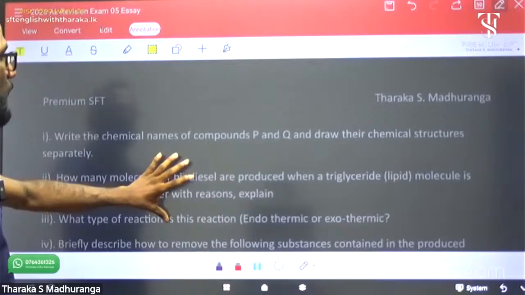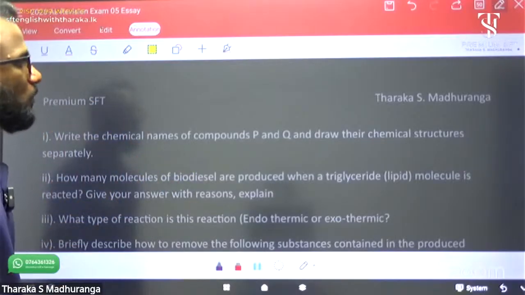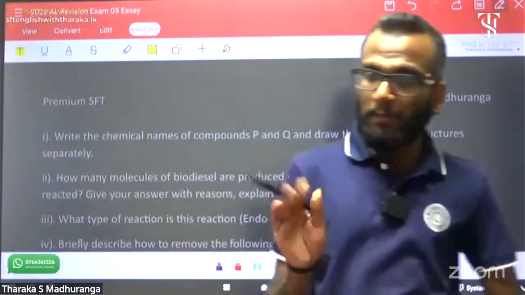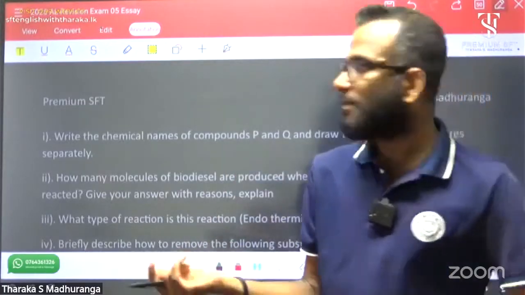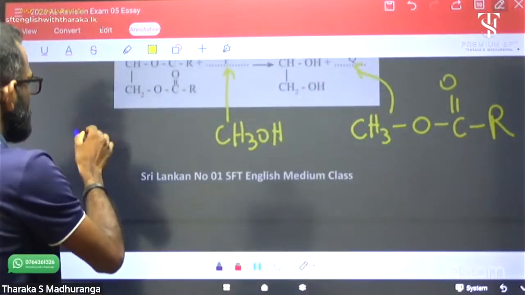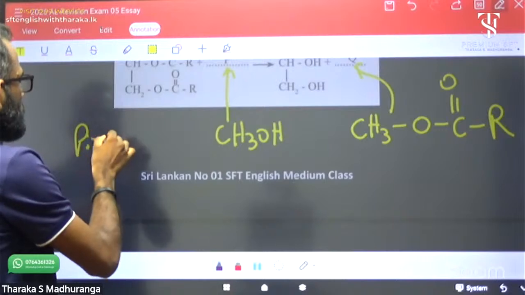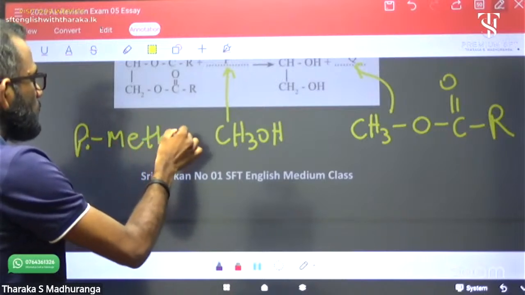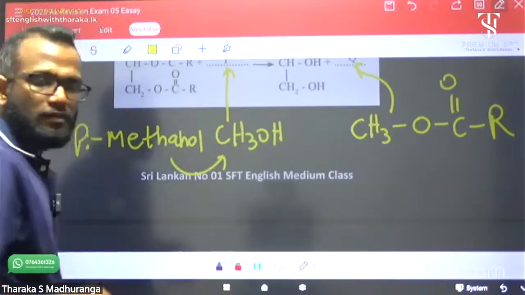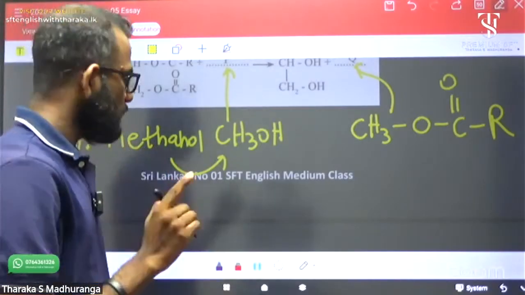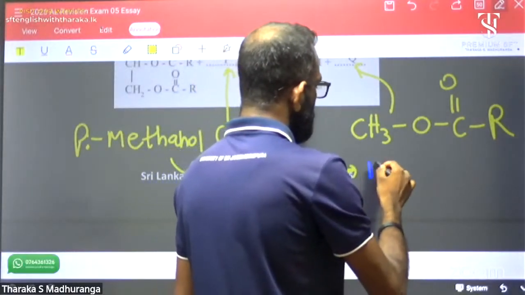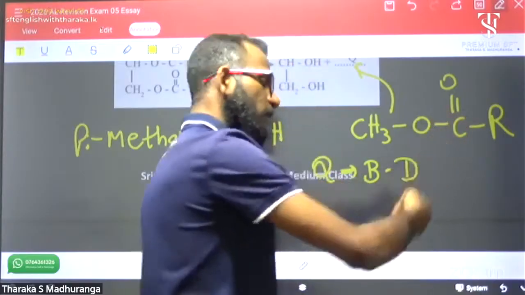Write the chemical names of compounds P and Q. Draw their chemical structures. Not only the name, draw their chemical structures separately. Okay, the first one, P equals methanol. This is the chemical structure, CH3OH. This is Q. Q equals biodiesel. This is its chemical structure.